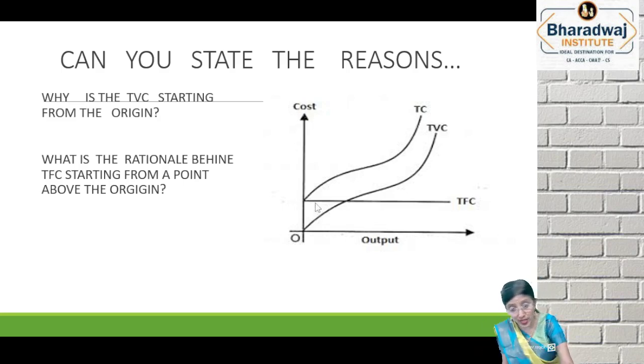That is the reason why it starts from above the origin. So TFC will not be zero, even when the number of units is zero. But TVC will be zero when the number of units is zero, because there is no variable cost when the production process is not happening. Are you clear? Yes, two core points.